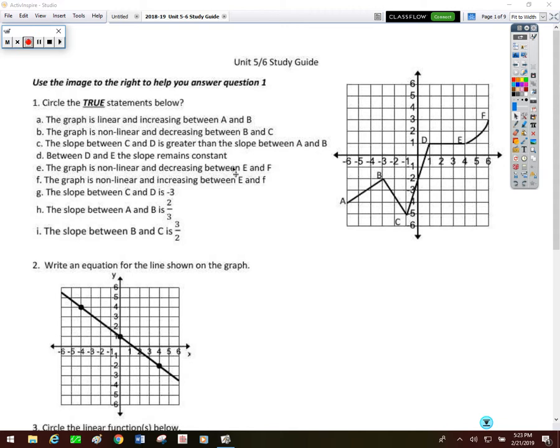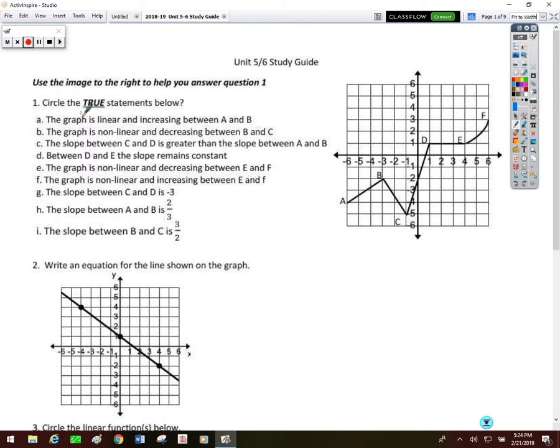It wants us to look at this graph. It wants us to analyze the graph and circle all of the true statements below. Okay, so if we start looking at this one, remember our graph is broken down into 5 segments: 1, 2, 3, 4, 5. So you have A to B, B to C, C to D, D to E, and E to F. What we want to look at is whether anything is true or false. So that's what we're doing, just analyzing.